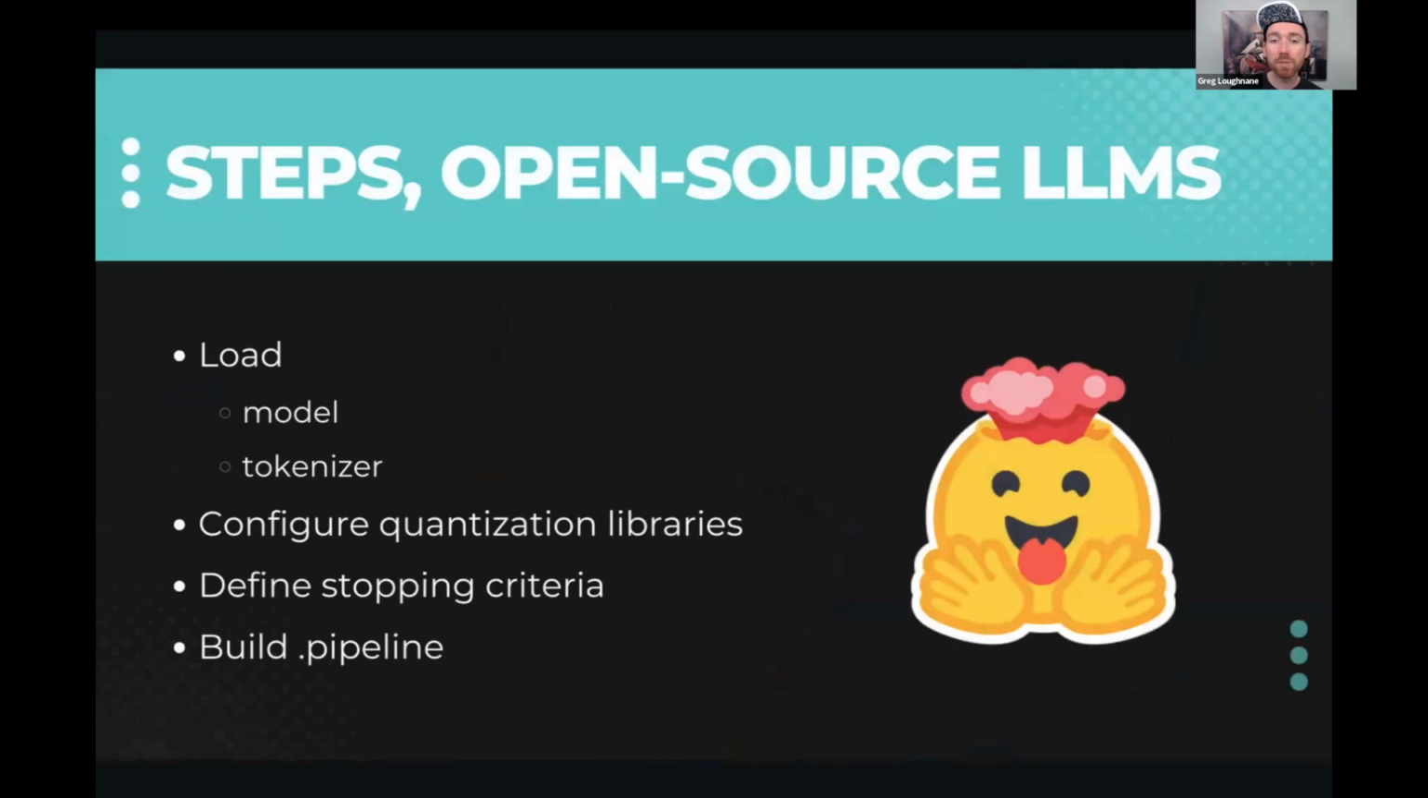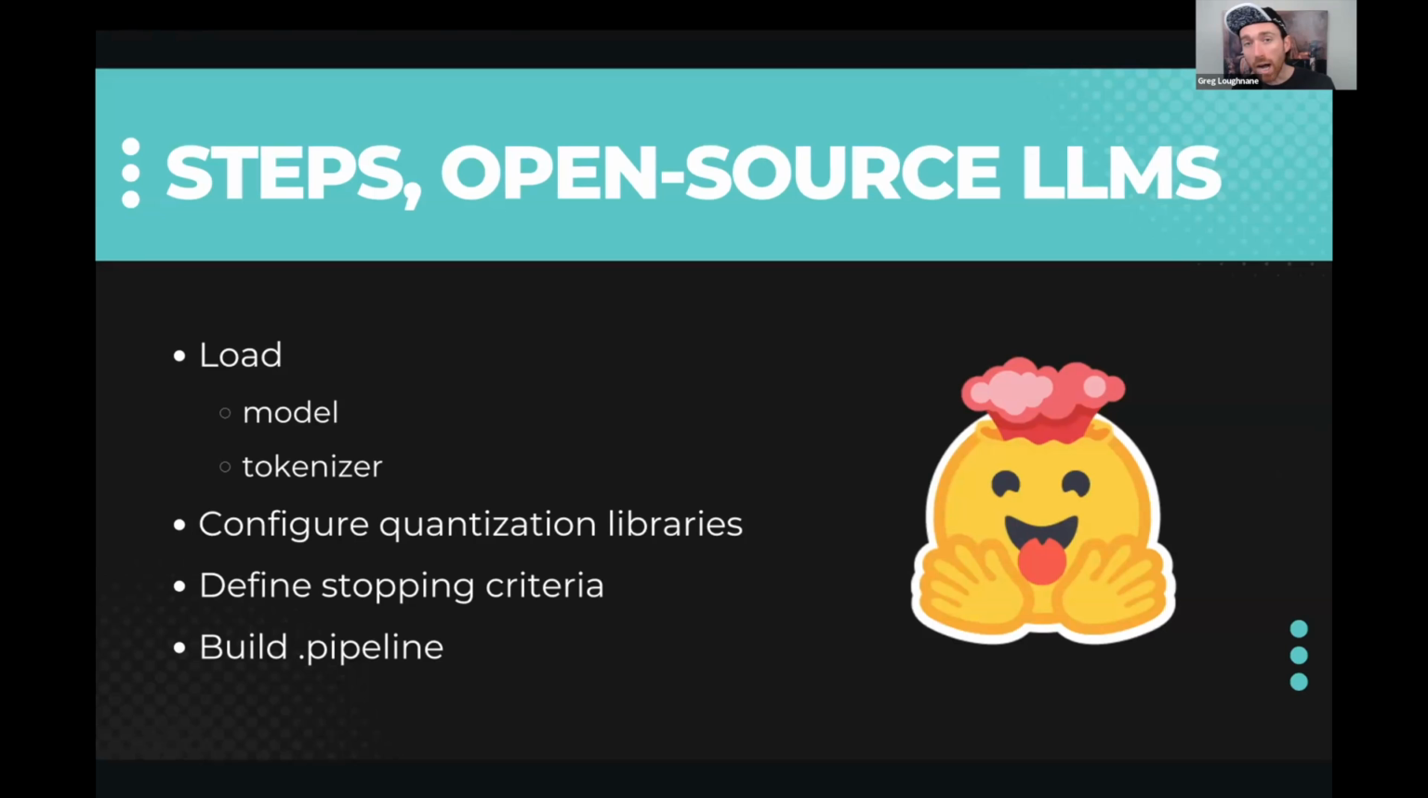And so when you're building open source, a lot of times you need to load the model and the tokenizer. You need to configure any libraries you're going to use for quantization and doing things that are going to streamline the efficiency. And you've got to define stopping criteria for when you're done training, or for when you want to make the chat model less verbose. And of course, you need to build the pipeline. If you're going to use Hugging Face tools, the Hugging Face pipeline tool is something that probably many of you are very familiar with today.